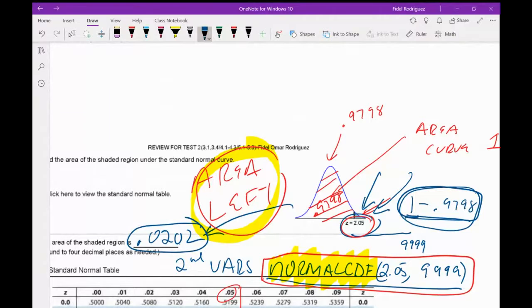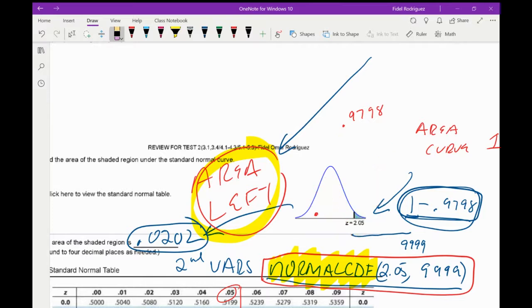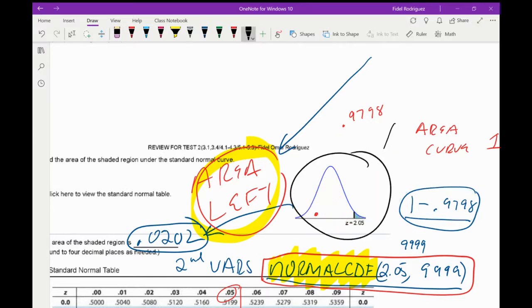Okay, so remember, what does the table always tell you, the area which way? Yeah, to the left. To the left, right? Look at our particular problem. Are we looking for the area to the left, or are we looking for the area to the right? The left.